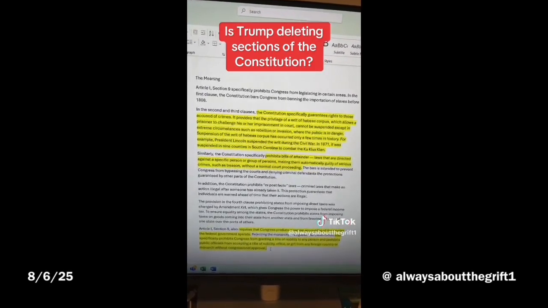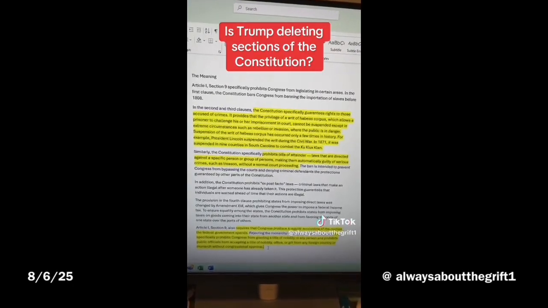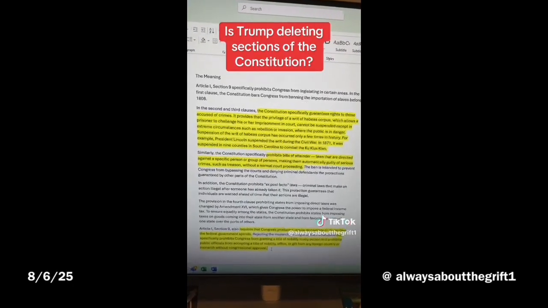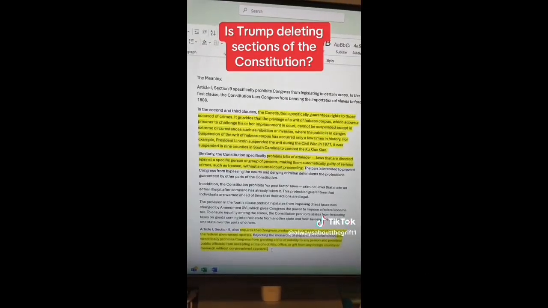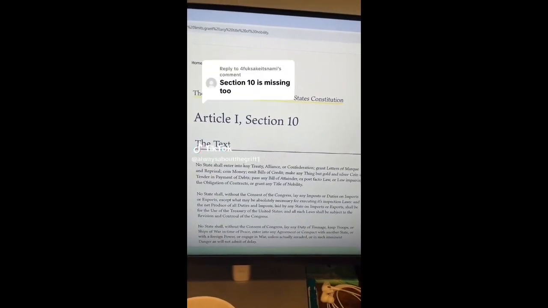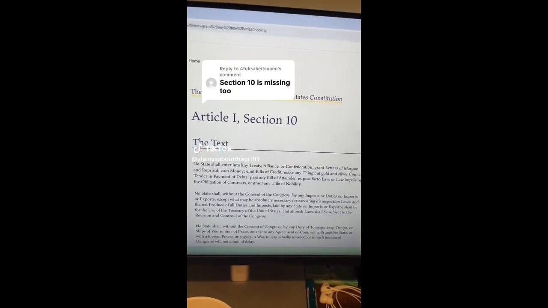I don't know if this is a 10 on the scale. Donald Trump has done other things that are a 10, but this is up there. This is up there.